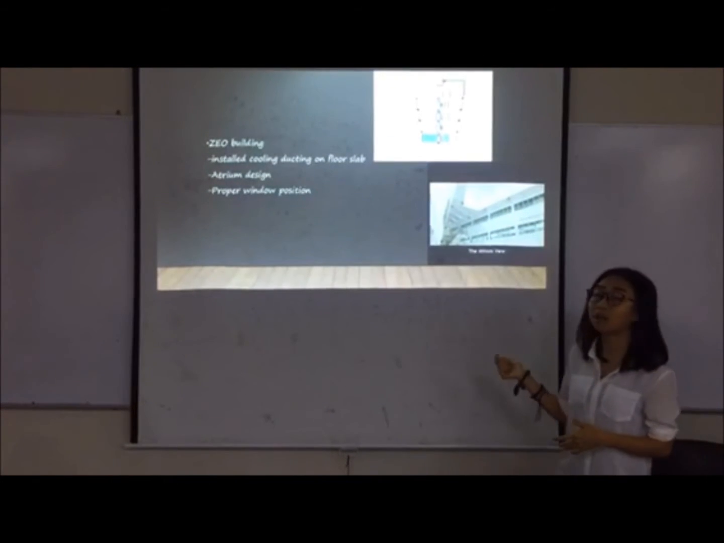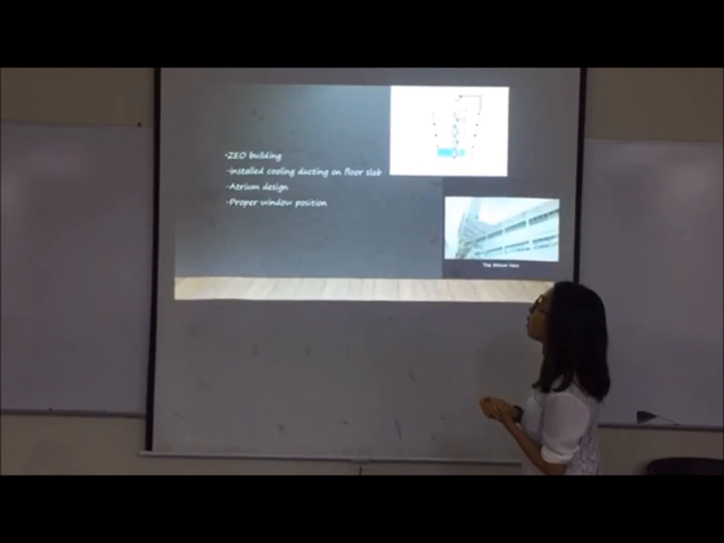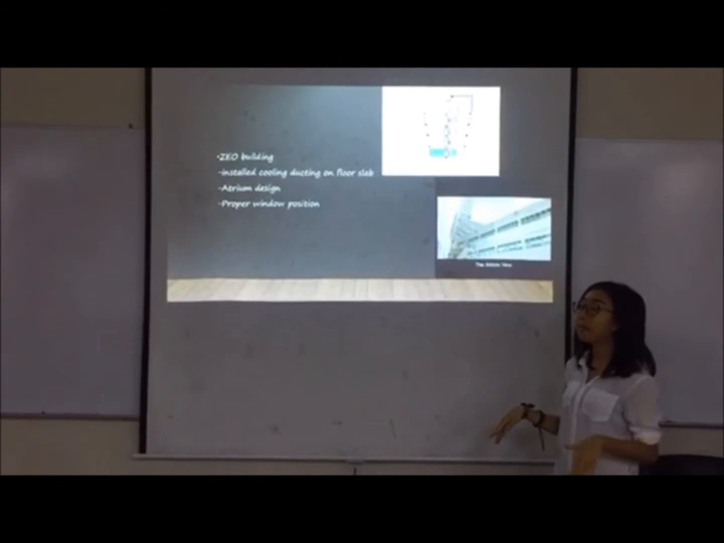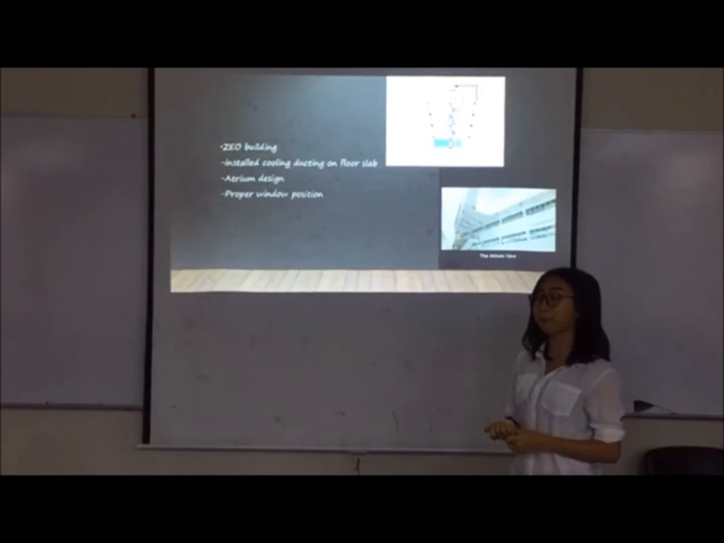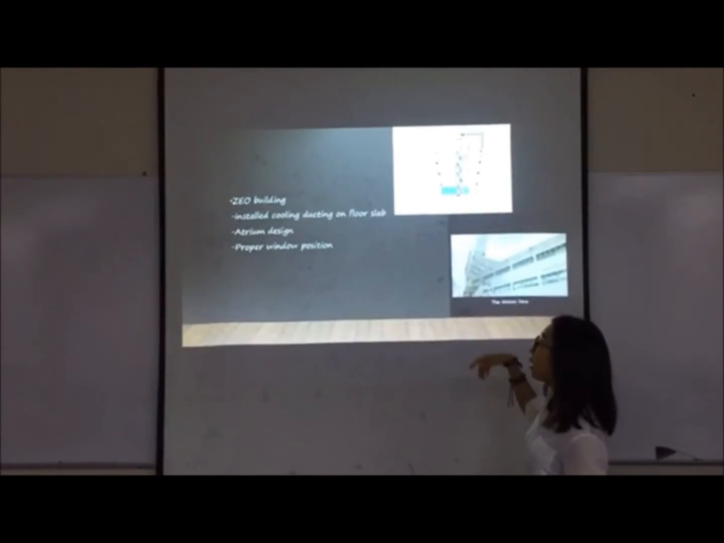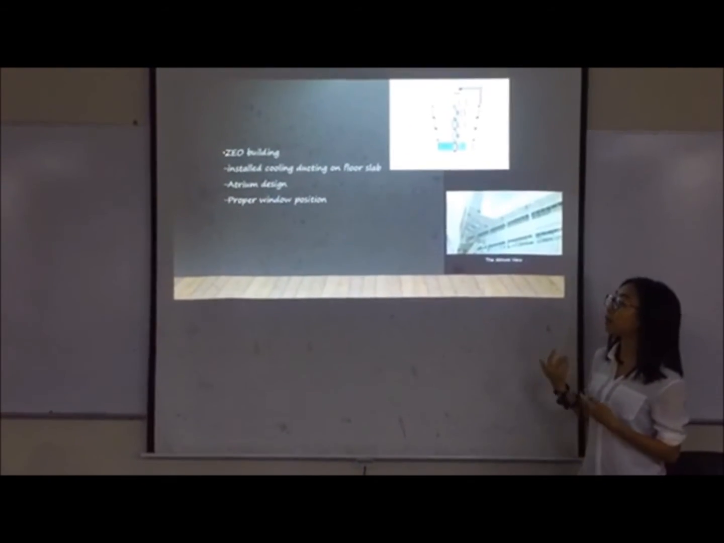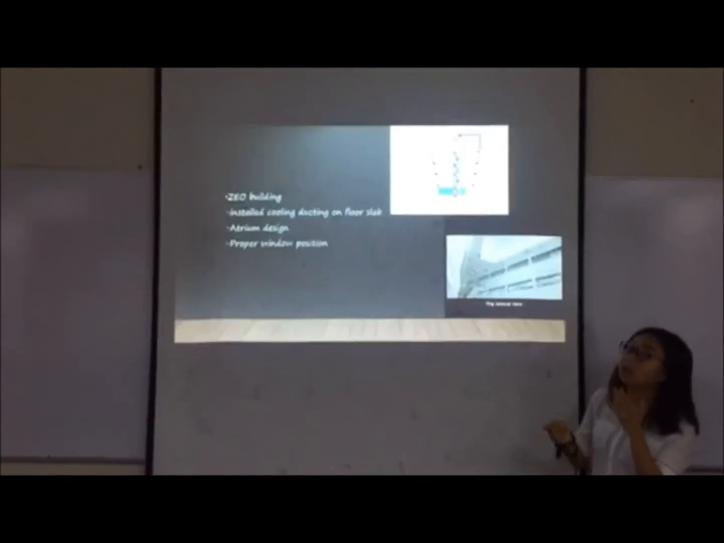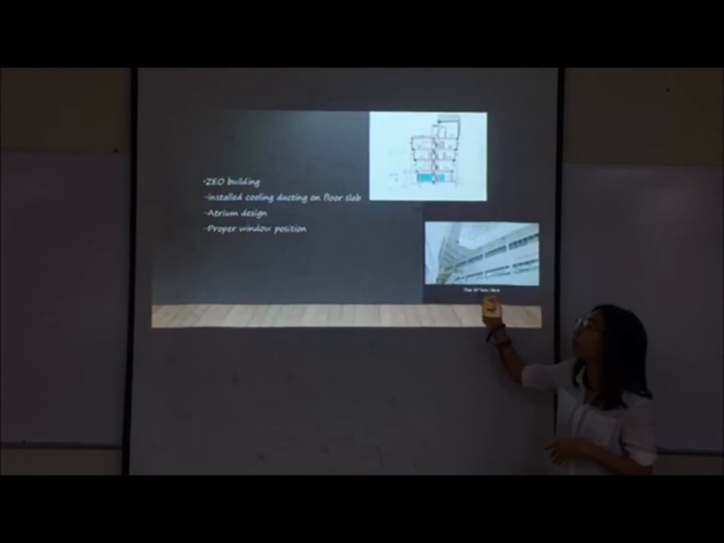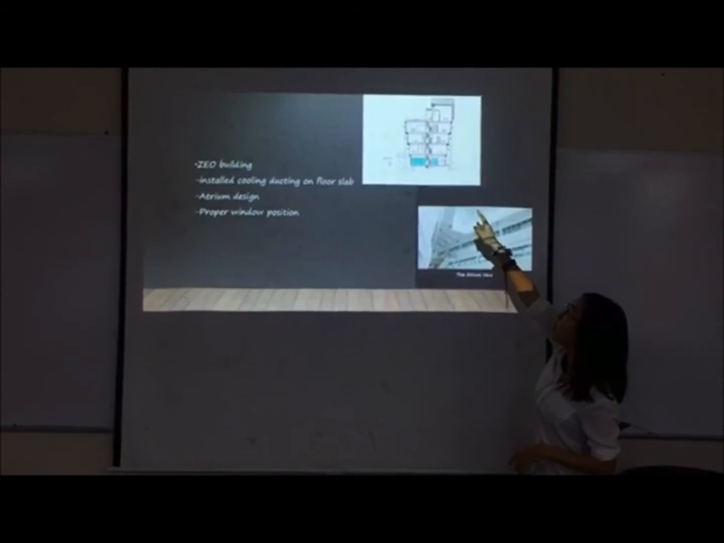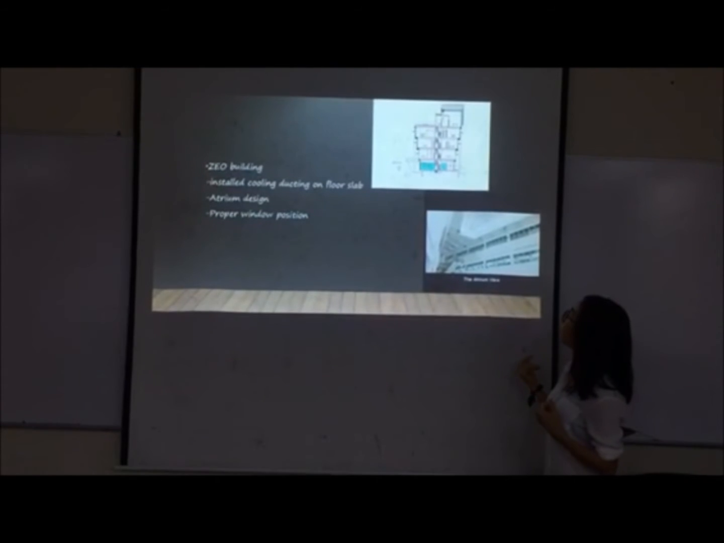They use the rainwater to flush toilets or wash hands and other uses. So for the next one, this is the local project, the ZYO building. It has cooling ducting installed on the floor slab. This is much more energy saving compared to other cooling systems. And then the design has an atrium near the upper part, and proper window positions. The facade design I also take from this building. From here we can see the upside down triangle shape of the building.